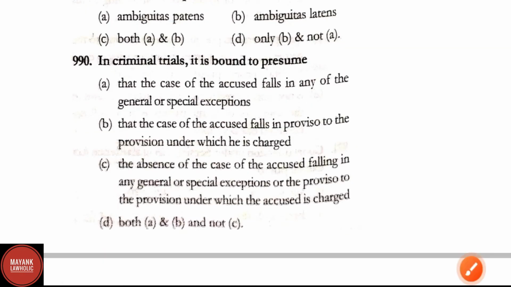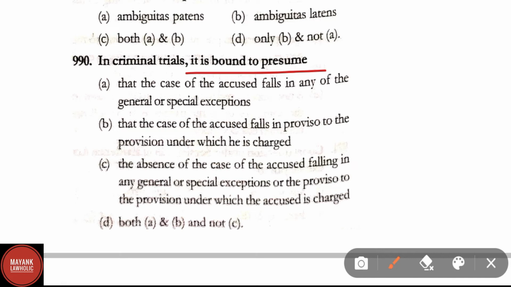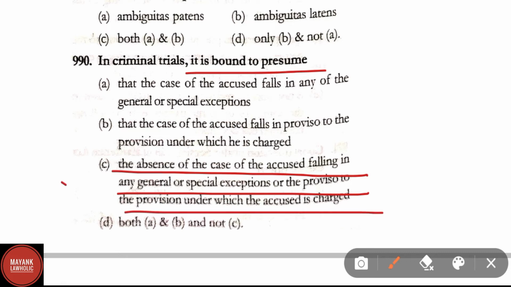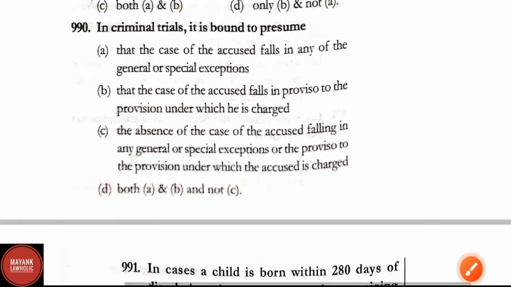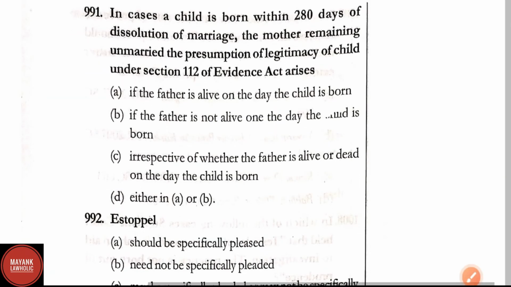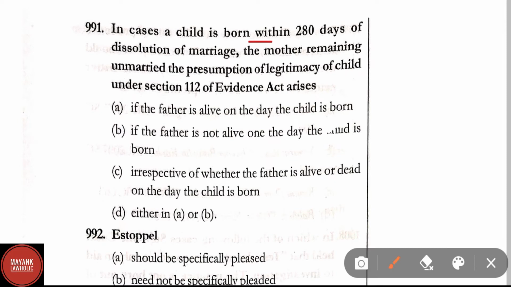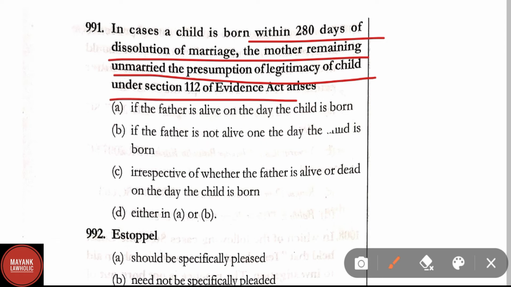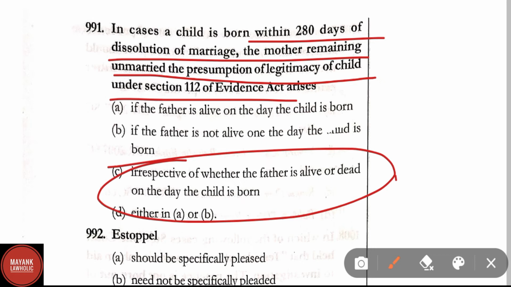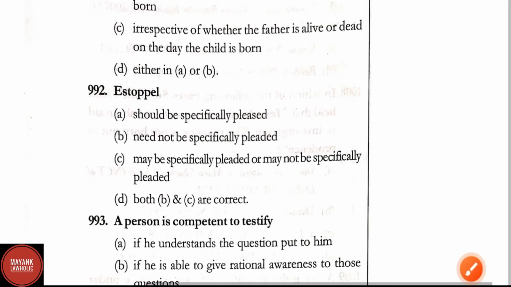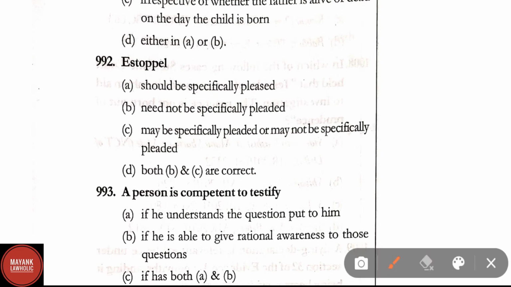Question number 990. In criminal trials, the court is bound to presume the absence of circumstances bringing the case of the accused within any general or special exceptions or proviso to the provision under which the accused is charged. Here option C is the correct answer. Question number 991. In cases where a child is born within 280 days of the dissolution of marriage, the mother remaining unmarried, the presumption of legitimacy of the child under section 112 of the Evidence Act arises irrespective of whether the father is alive or dead on the day the child is born. Question number 992. Estoppel should be specifically pleaded. Option A here is the right answer.